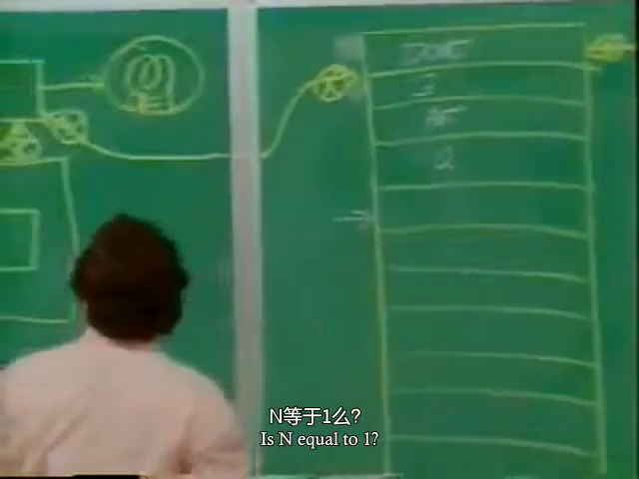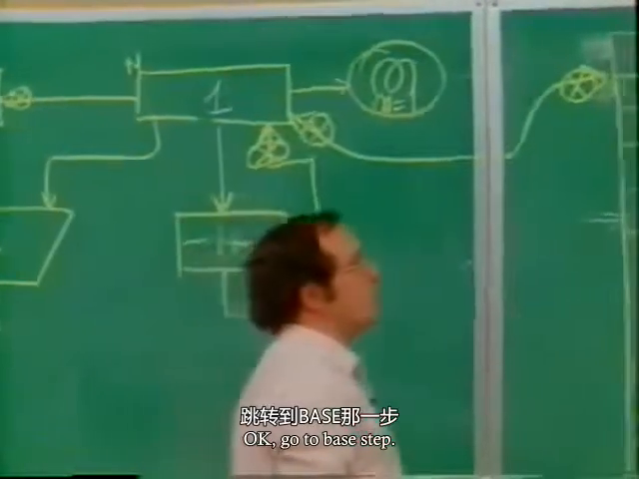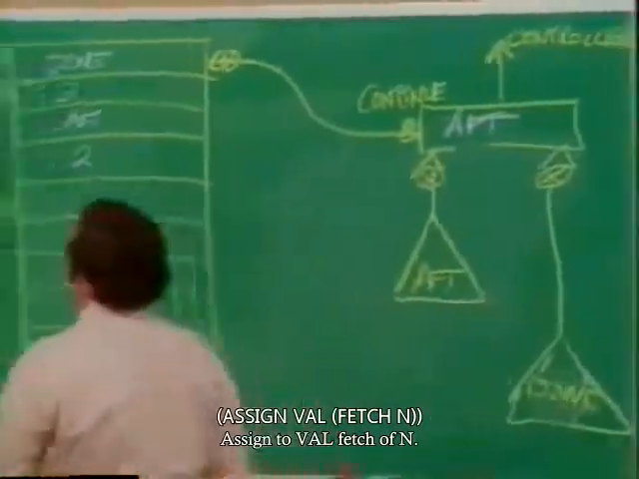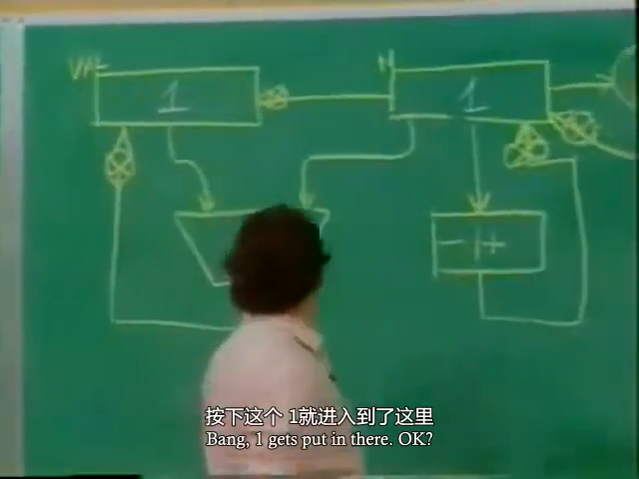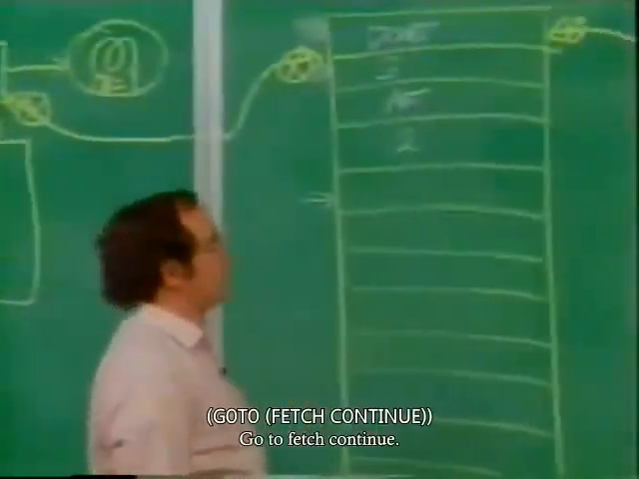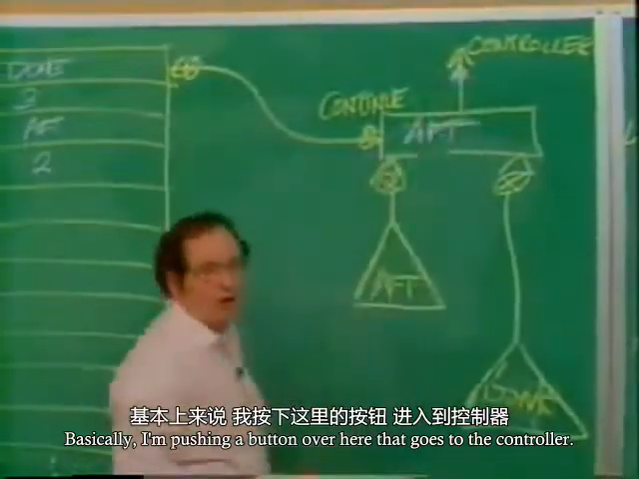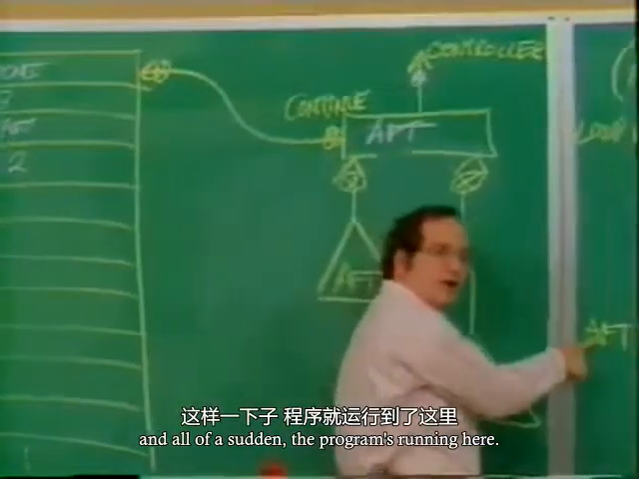Go to loop. Is n equal to 1? Oh, yes. The answer is 1. Okay, go to base step. Assign to val fetch of n. Bang. 1 gets put in there. Okay? Go to fetch continue. So we look in continue. Basically, I'm pushing a button over here that goes to the controller. Okay, the continue becomes aft, and all of a sudden, the program's running here.